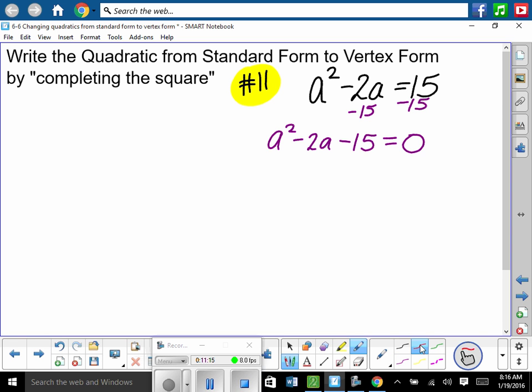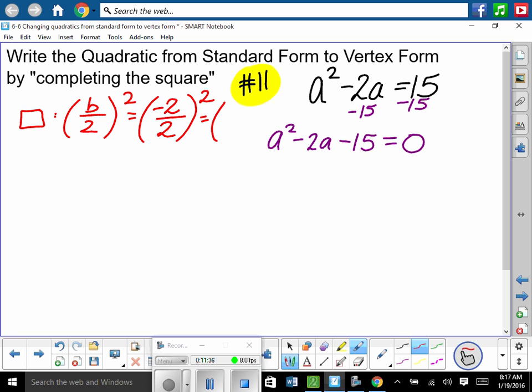Okay, so we can go ahead and find our square. So our square is b divided by 2 squared. So b is negative 2. So we're going to take negative 2 divided by 2 squared. Remember, it's beneficial for you to show your work. Negative 2 divided by 2 is negative 1. Negative 1 squared is positive 1. So that's our square, guys. Our square is positive 1.